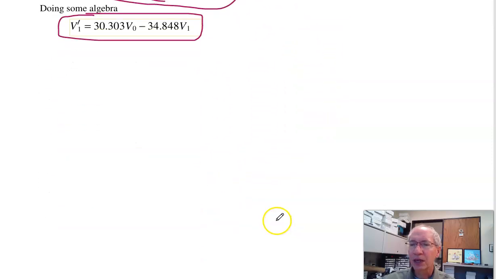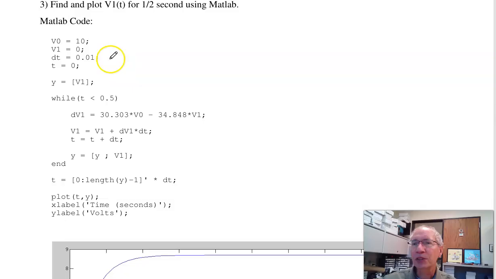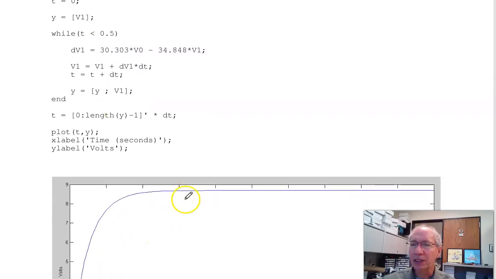To solve, I can use numerical integration. So here's the Matlab code. I'm going to start with V1 being 0. Here's my integration step size, starting at t equals 0. I will run for 0.5 seconds. That's kind of arbitrary. I want to run long enough to see the transient, but not so long.